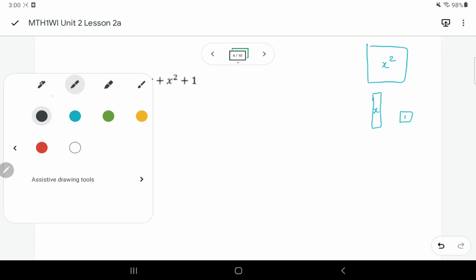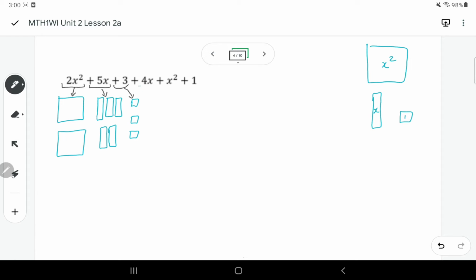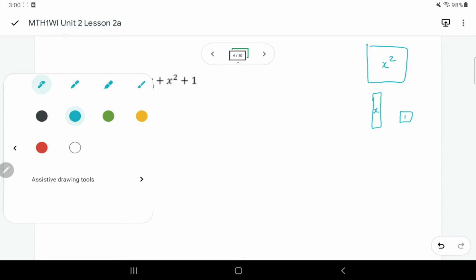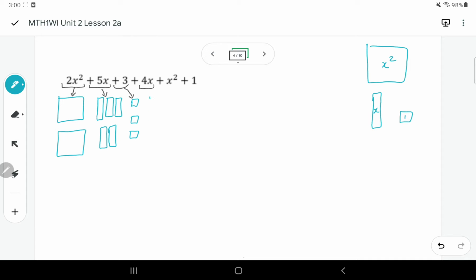I'm going to keep going and draw for the next set of things. I've got plus 4x. So 4x, that's the x's. I have 4 of those. So I'm going to draw those out. And you'll kind of see as I go here, this process is kind of a long thing to draw out your shapes every time. So we're going to move past that, but it can help at least once to sort of see how it works.